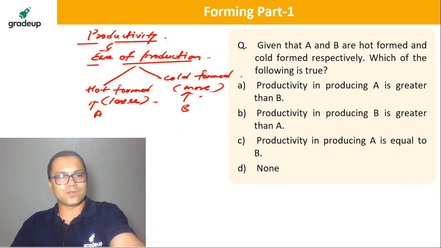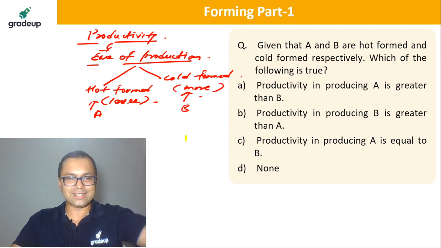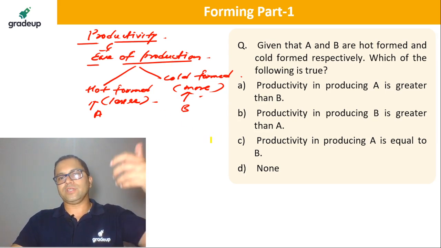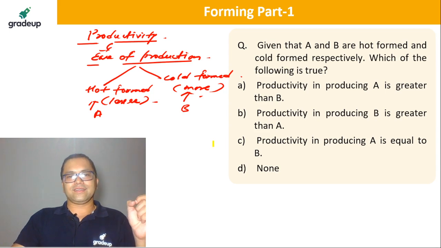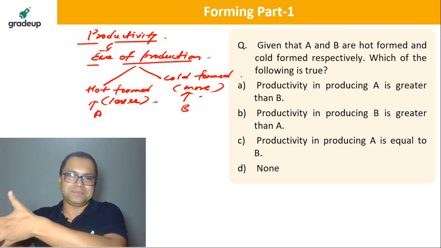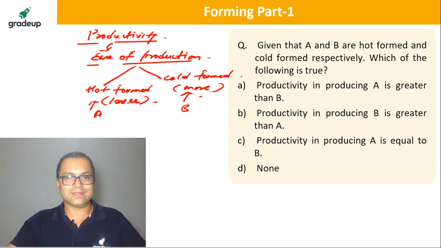Come on guys, you have 20 seconds. I have told you that ease of production in cold forming is more because we don't have to heat it. We just have to put in raw material, and from the other end the finished product comes out, so it's much easier. So which option? Yes, B is the option. So productivity in producing B is greater than A.